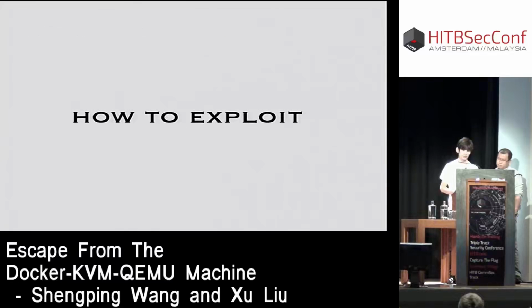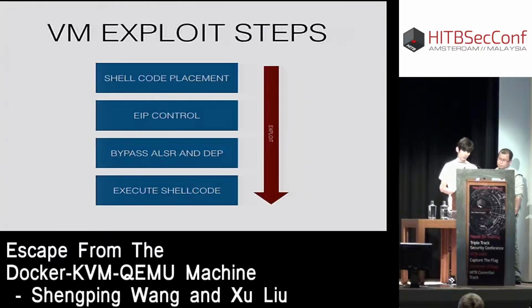After the introduction above, let's take a look at the exploit steps. The exploit steps are just like what I mentioned above. First, we place the shellcode. Second, we trigger the vulnerability to control EIP. Third, bypass ASLR and DEP using the vulnerabilities. And finally, execute the shellcode to achieve our escape.